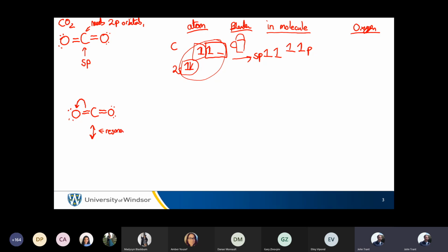Note again, my arrow there with the electrons says electrons are going from the bond onto the oxygen. It's going to be negatively charged. It's going to have three lone pairs. It's going to have a positive charge on carbon. This is a stupid resonance structure, but it's still there.